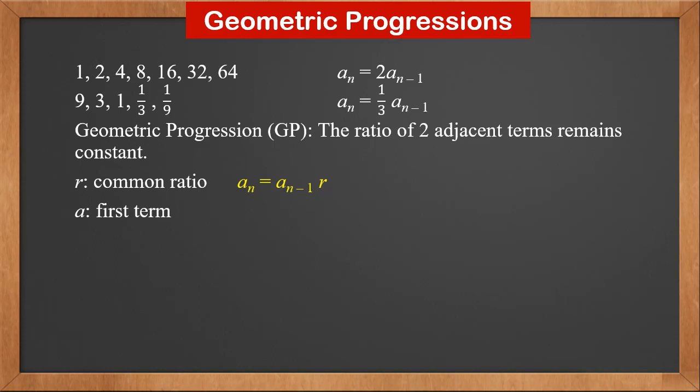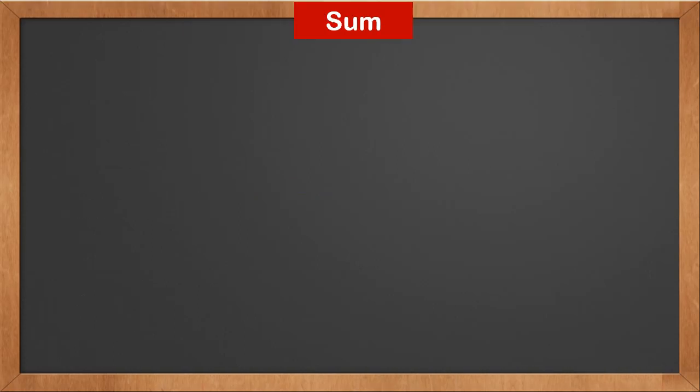A is the first term. A2 is AR. A3 is A2 times R, which is AR squared. A4 is A3 times R, which is AR cubed. In general, an is AR to n minus 1.